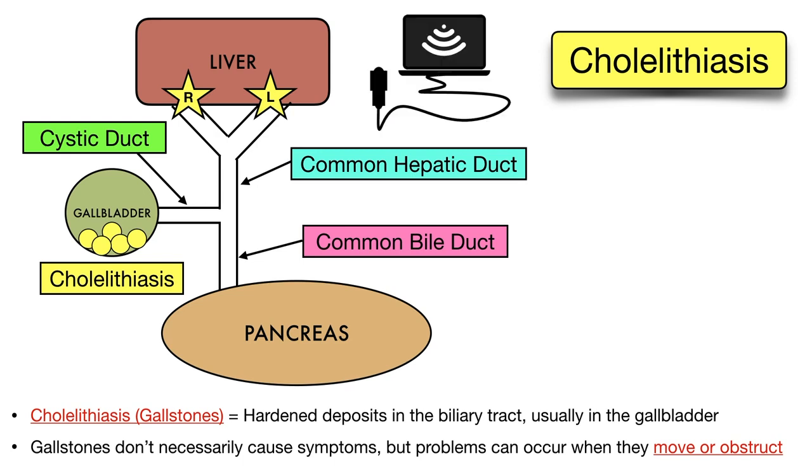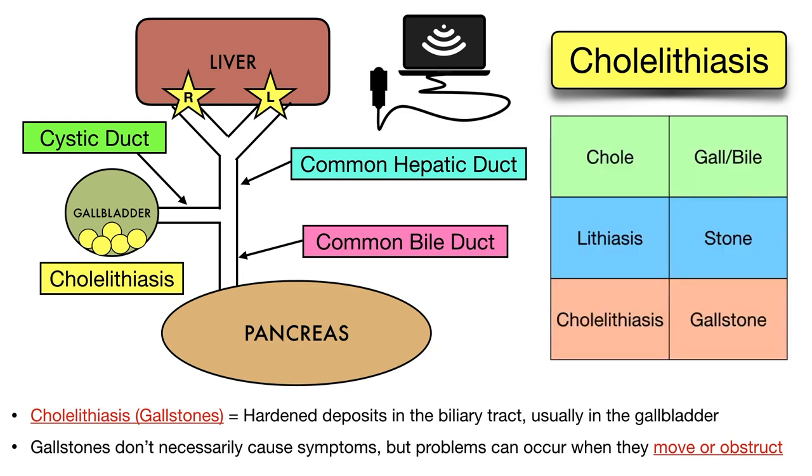Ultrasound can be used to diagnose gallstones, and the treatment will depend on the presentation, but it might include conservative management or gallbladder removal. So to recap, we have chole, which means gall or bile, and lithiasis, which means stone. So cholelithiasis means gallstones. More specifically, it means the presence or formation of gallstones in the biliary system, usually in the gallbladder.